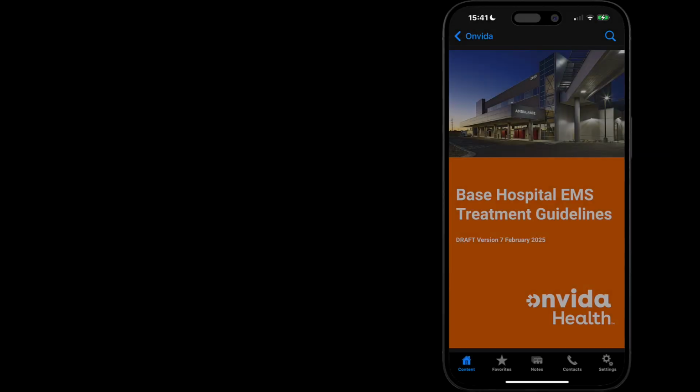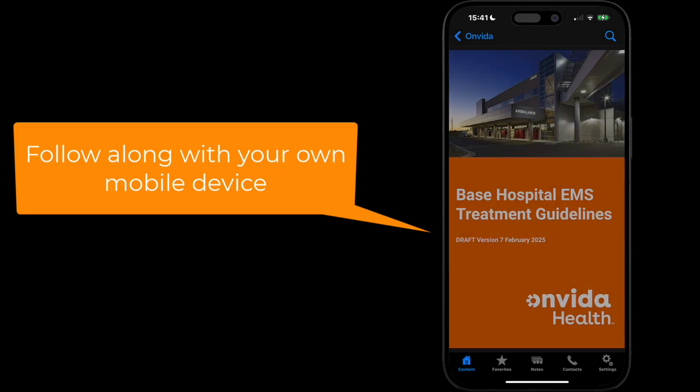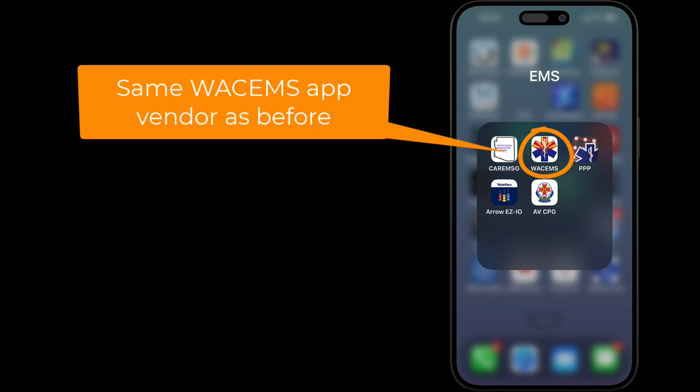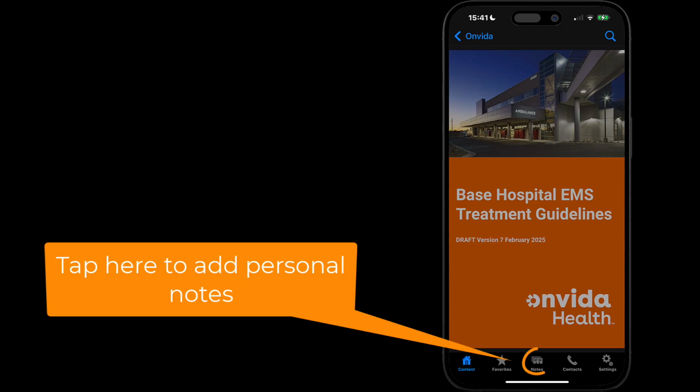I encourage you to have your mobile device out and use it to follow along as you watch these videos. One of the advantages to this rollout is that we are using the same mobile app vendor called Acid Remap to host our guideline document, so much of the app navigation should be familiar to you already. As you may know from using the Acid Remap mobile app, there's a way to make your own notes. Feel free to use this function frequently as you pick up useful teaching pearls from these training videos.